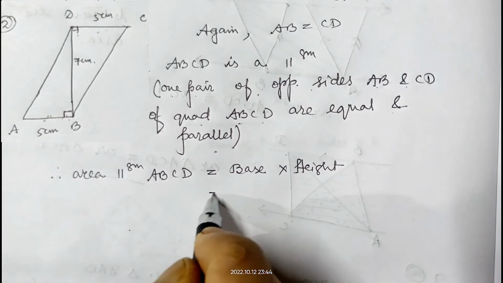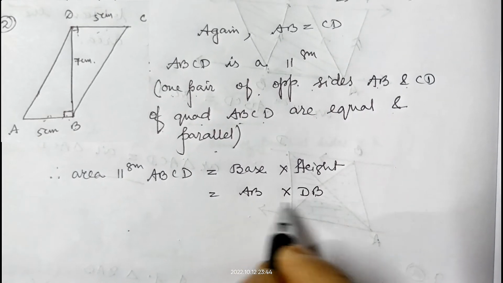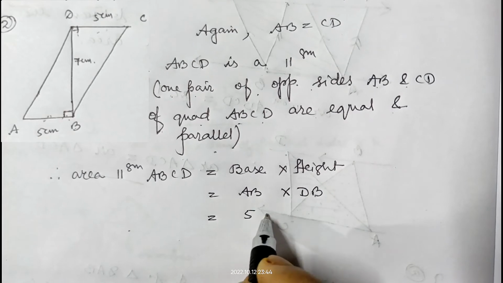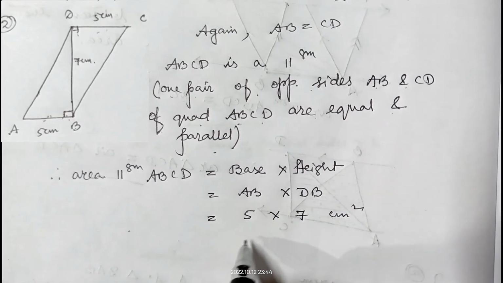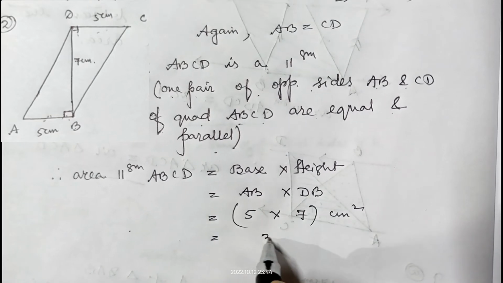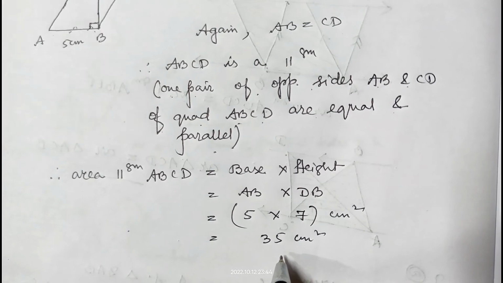Here base is AB and height is DB. AB is given in the question as 5 centimeter and DB is 7 centimeter. So it will be centimeter square. 5 times 7 is 35 centimeter square. Therefore, area of the given figure is 35 centimeter square.